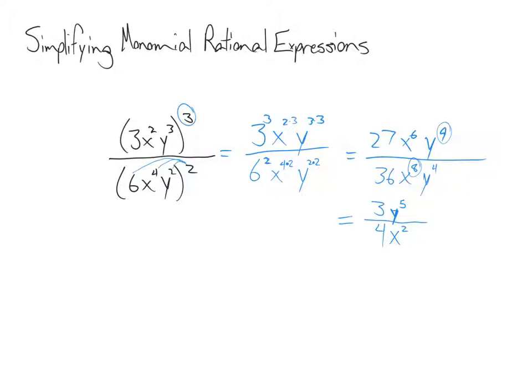All right, so now let's look at simplifying rationals with polynomials. So the solution for the first one was just like 3y to the 5th over 4x to the 2nd? That's correct. That's all you have to do with it. Okay?